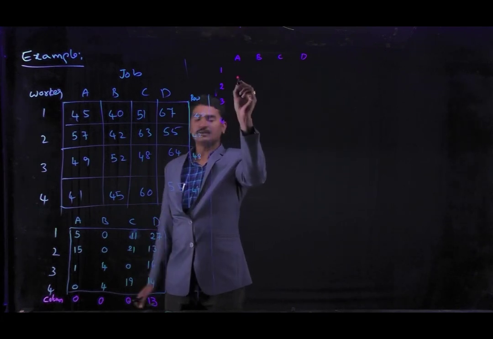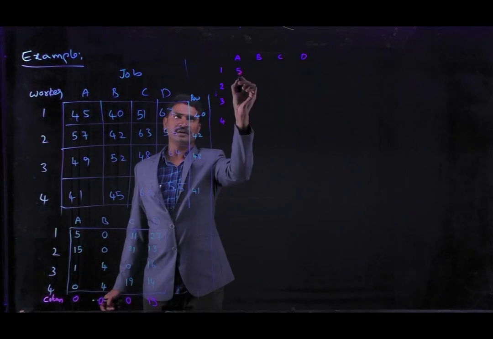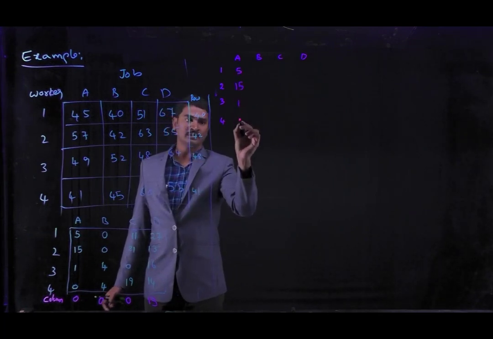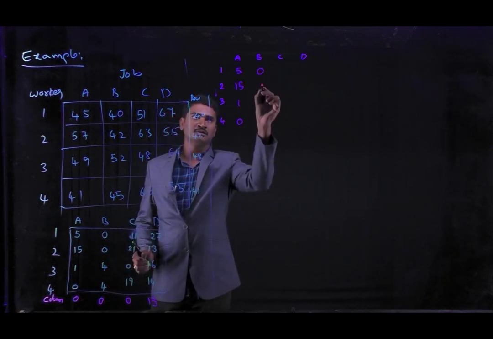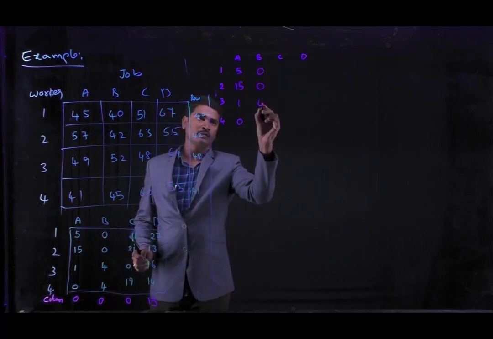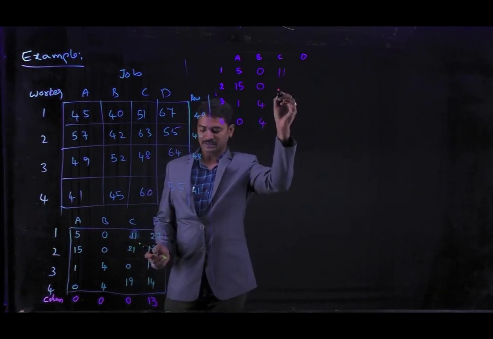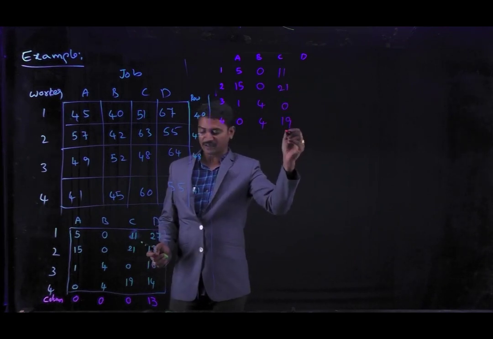Here the column subtraction: first column we have the 0, so 5 minus 0 is 5, 15 minus 0, 15, there is no change, 1, 0. Here also the minimum is 0, so there is no change. Here also 0, 0, 4, 4. Next here also 0, there is no change, 11, 21, 0, 19.